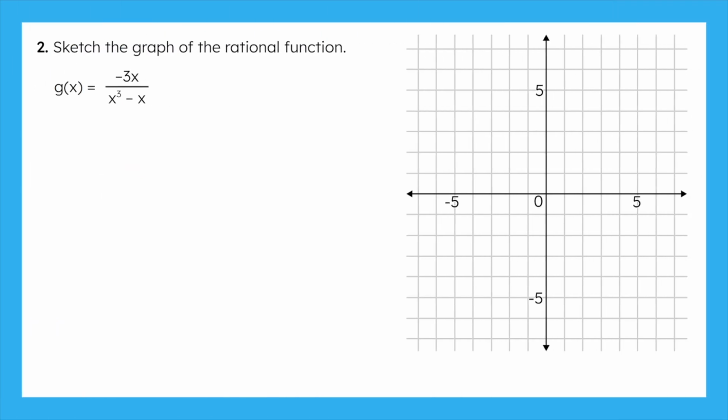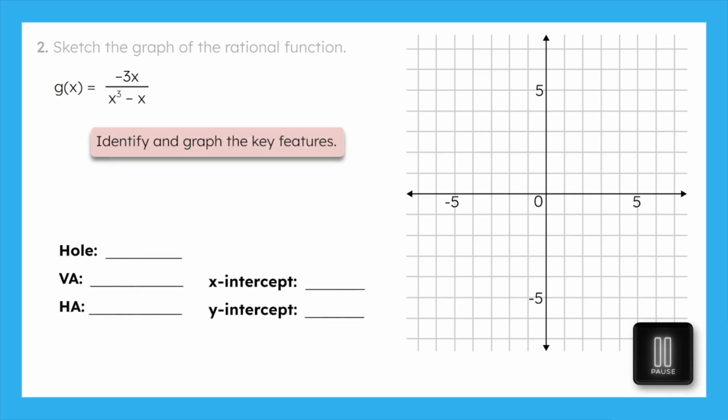Here's another one. g of x equals negative 3x over (x cubed minus x). We'll follow the same process with this one. Pause here to identify and graph the key features, including any holes, asymptotes, and intercepts. Then check back here to confirm the setup of your graph.